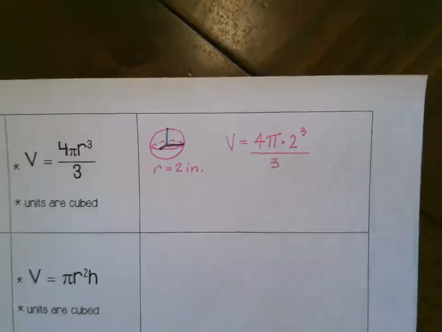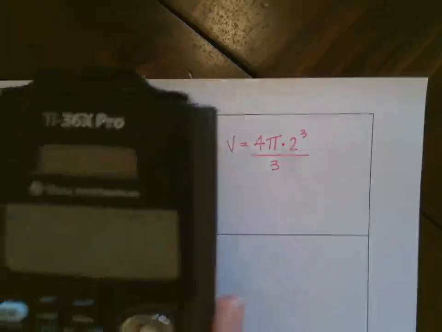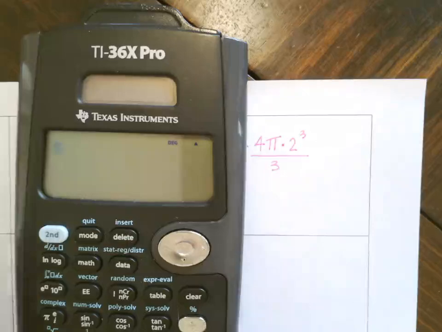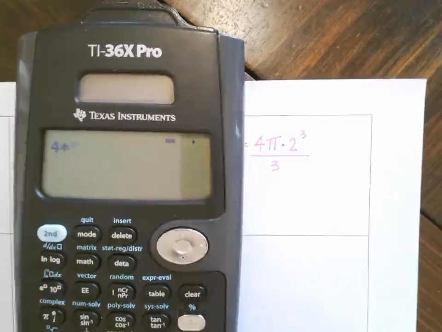Now, what you need to do is pay attention to what the question says. It might say to use the pi button, or you might be told to just use 3.14. So just make sure you read the directions on the test. So here's my calculator. I'm going to do 4 times, and I'm going to use 3.14 for pi, times.